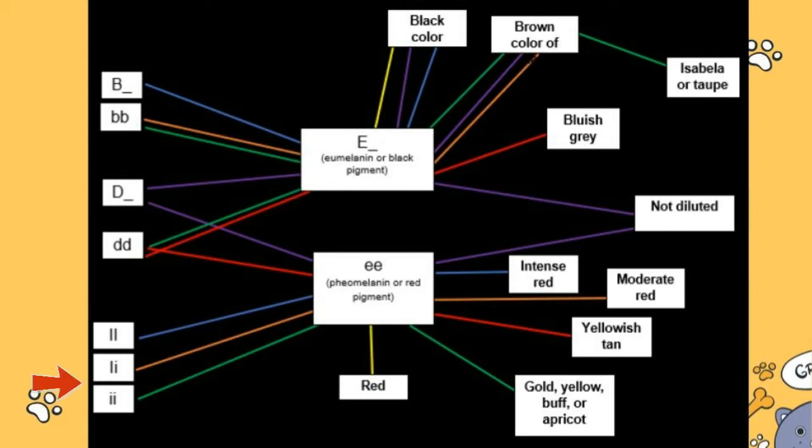Lastly, there is the I gene which only affects the pheomelanin pigment. In its homozygous dominant state, it provides an intense red color. In its heterozygous state, the red color is diluted to a lighter shade, and in its homozygous recessive state, the color provided by the pheomelanin gets diluted to light shades of yellow.